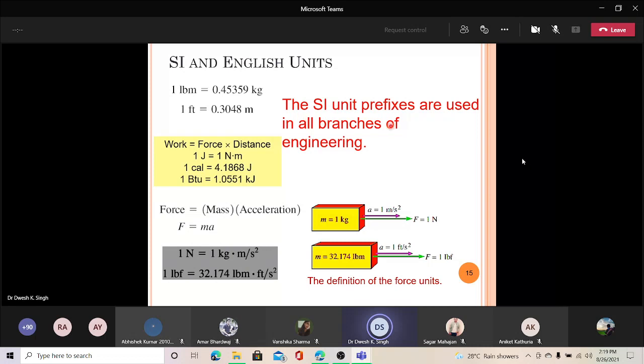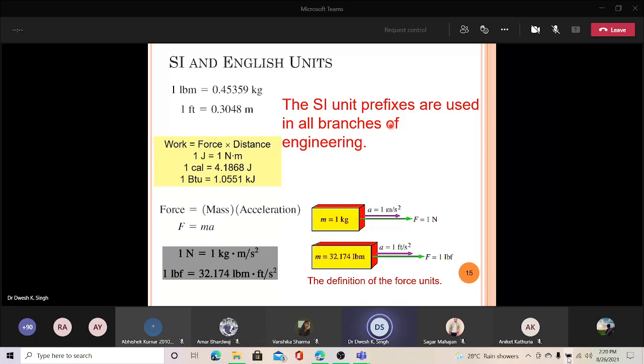So the SI unit is mostly used in engineering. It is widely acceptable at the international level. But somewhere you will find English units.